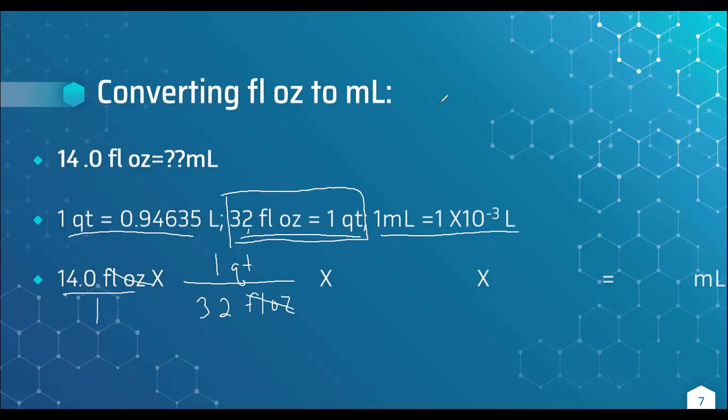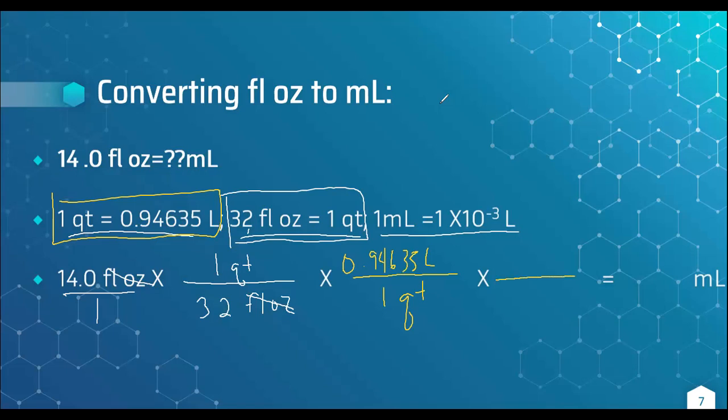We need another conversion factor to go from quarts to liters. So we have this here, 1 quart is equal to 0.94635 liters. Again, we have quarts in our numerator, so we want to put our 1 quart in our denominator. So we're going to have our liters up top, and the number that goes with our liters is 0.94635.